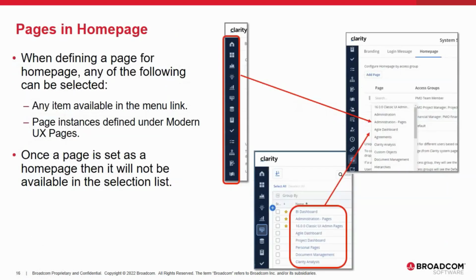The pages that are available to be configured in here are any one of the menu links that are available in your environment, except for the link to the classic UI. So any other link will be available to be included, plus any pages that might have been configured within the pages section of the modern UX. Any one of these pages and the menu links will be listed as the pages that can be configured. Once this configuration is done, the home page button will also take the user to that respective page.